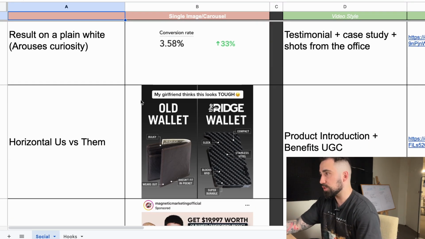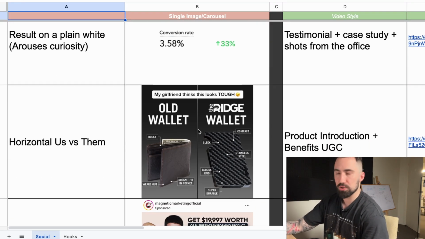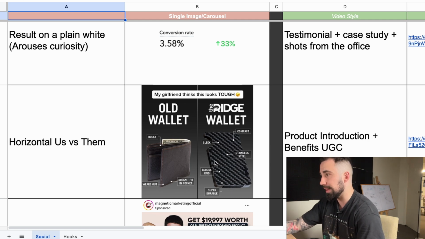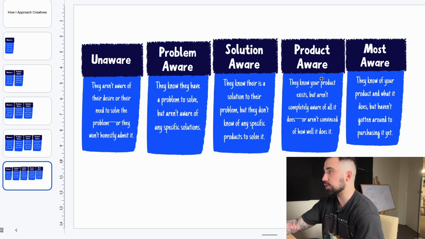We have us versus them, again, a different style. They're using the callouts, which works really, really well. And this, again, falls into the product aware stage. So I'm about to buy, comparing.